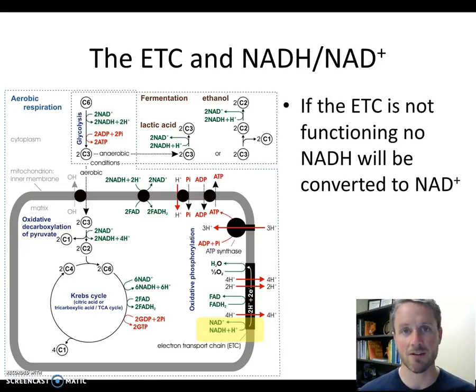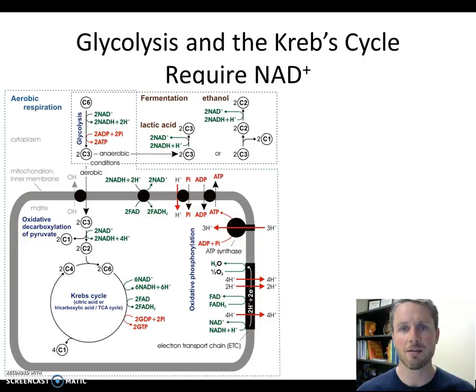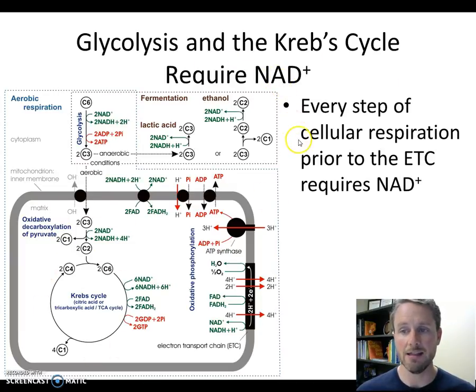The problems are just cascading. So without oxygen, the electron transport chain doesn't work. Without the electron transport chain working, we don't regenerate that NAD+ chemical. What problem does that create? Well, these earlier steps in cellular respiration, glycolysis and the Krebs cycle, require NAD+. Every step in cellular respiration prior to the electron transport chain requires NAD+. So we see that here in glycolysis. We can see that here in the step where we convert pyruvate to acetyl-CoA. And we see that right here during the Krebs cycle.